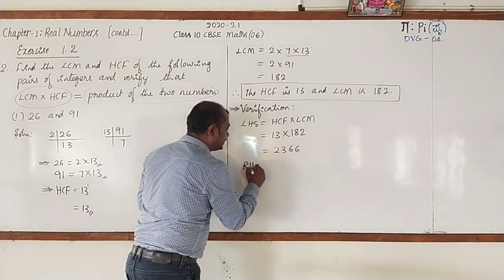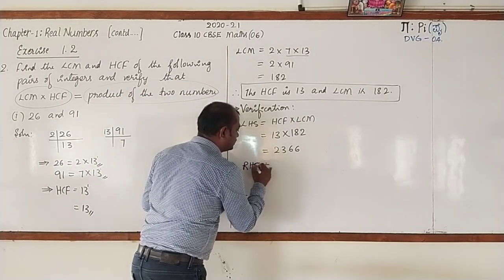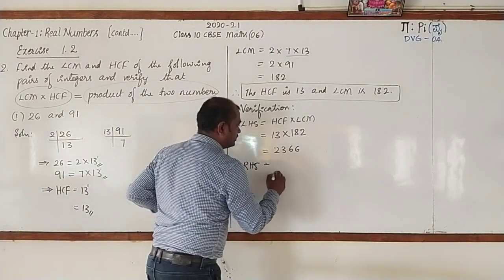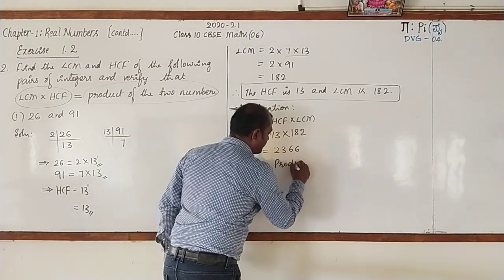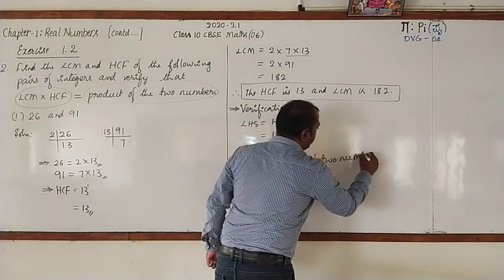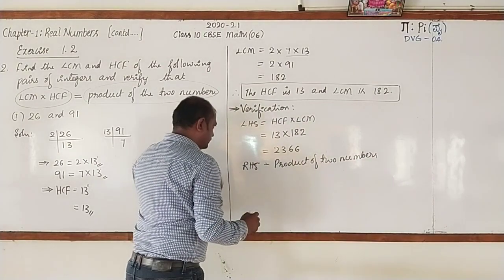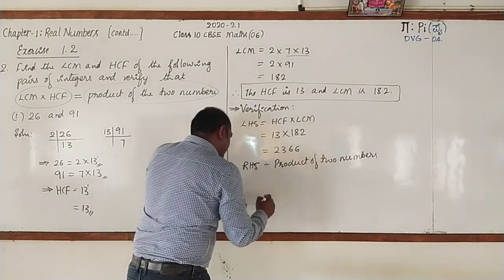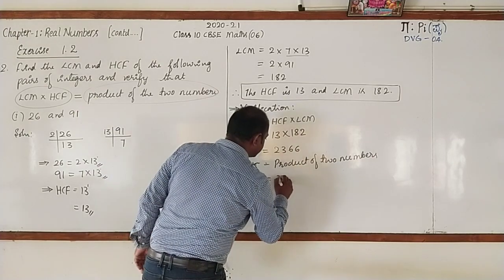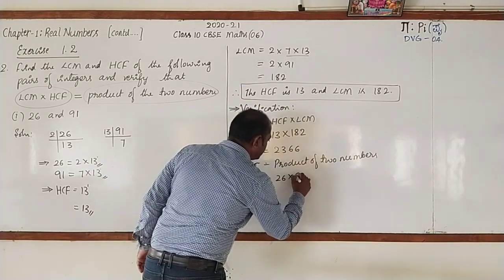Now I go for taking RHS part, that is, what is? Product of the two numbers. Product of two numbers. Then what are those? It is, the numbers are 26 and 91.